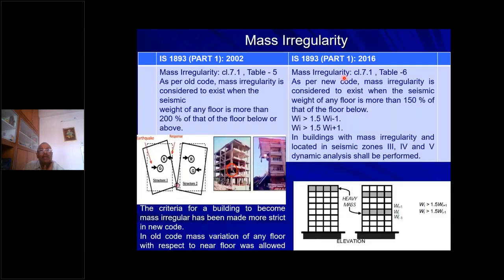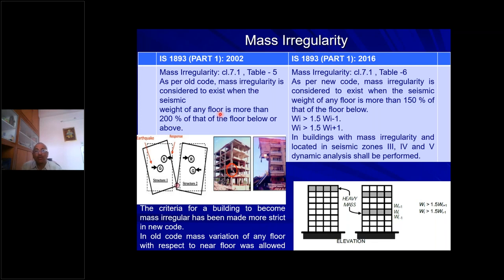Okay. Then coming to the mass irregularity point of view, as per the old code, the mass irregularity is considered to exist whenever the seismic weight of any floor is more than 200% of that of the floor below or above. Then only we consider that as a mass irregularity. Suppose a particular floor is left open, and on the floor above you have constructed the walls, etc., and the floor below also you have constructed the walls, but one floor is left open. So you can see the mass comparison between these two floors. If it is more than 200%, then only you consider that as a mass irregularity.